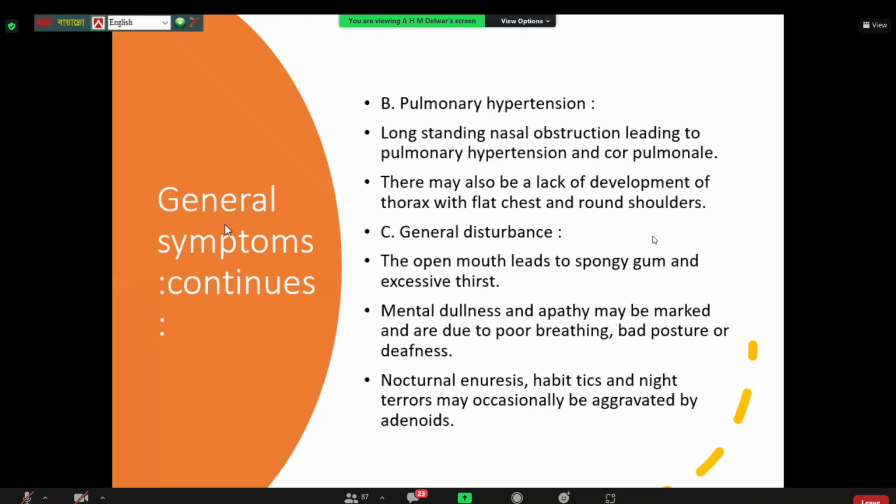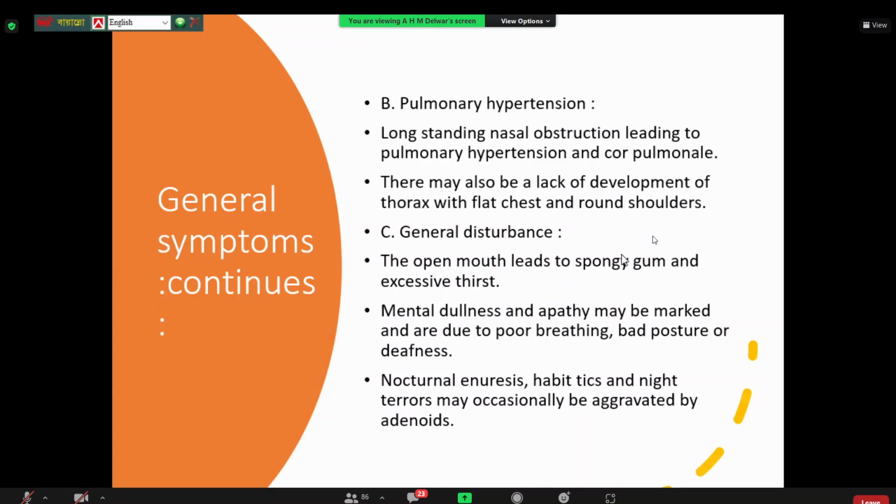So generalized symptoms: pulmonary hypertension. Long-standing nasal obstruction leads to pulmonary hypertension. There may be lack of development of the thorax, with a flat chest and round shoulders. The chest is not developed and the shoulders are round. General disturbance: the open mouth leads to spongy gums and excessive thirst.